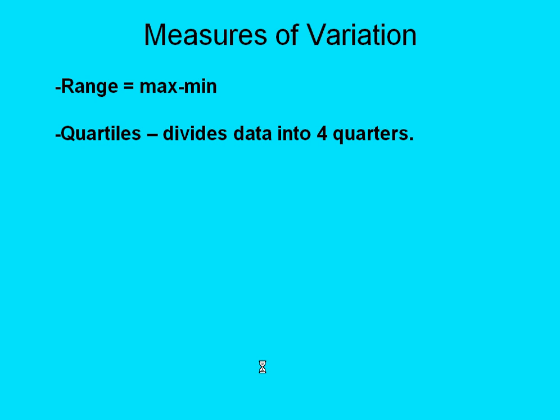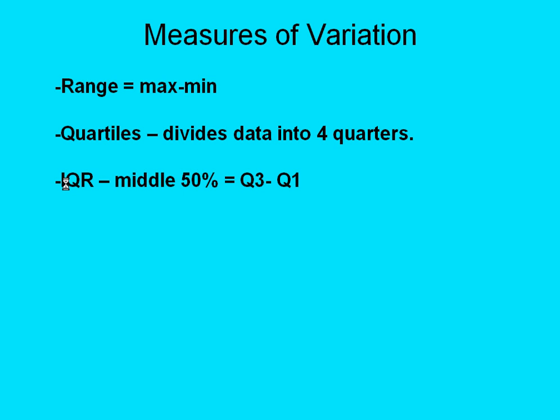Another measure of variation is quartiles. It's much like finding the median. Well, you first find the median, and then you find the median of the lower half and the upper half of the data set. And that forms your 4 quarters of your data. So you have Q1, which is the middle of the lower half of the data. Q3 is the middle of the upper half of the data.